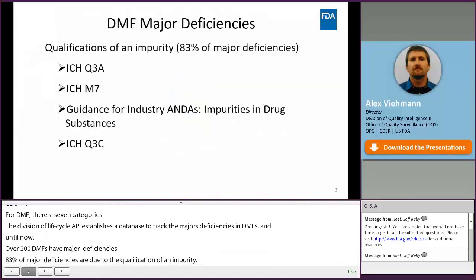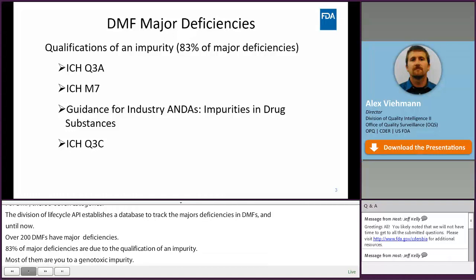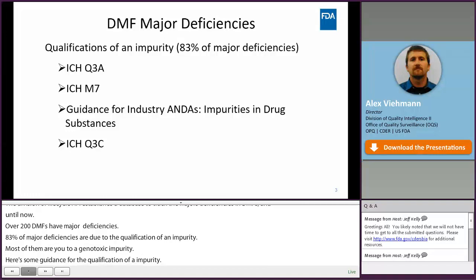Here are some guidance for qualification of an impurity. The first one is ICH-Q3A. I believe everyone is familiar with this. It defines identification and qualification threshold for organic impurities which are not genotoxic. For genotoxic impurities, we need to follow ICH-M7.